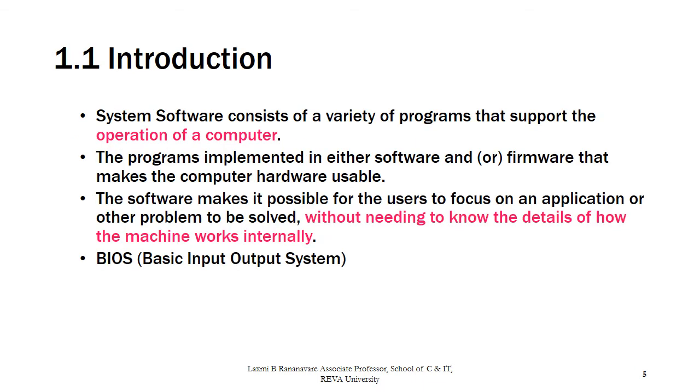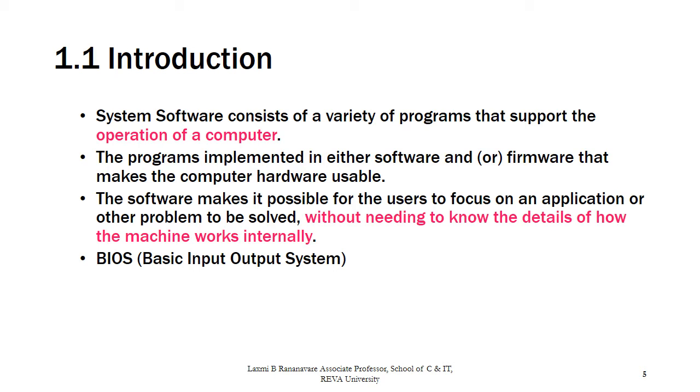So we are going to see an introduction to system software. System software consists of a variety of programs which help to support the operation of a computer. Using system software only, we can interact with the computer. These programs are implemented either as software or on the hardware. So it can be software or it can be firmware. And using this, we can use the computer hardware.